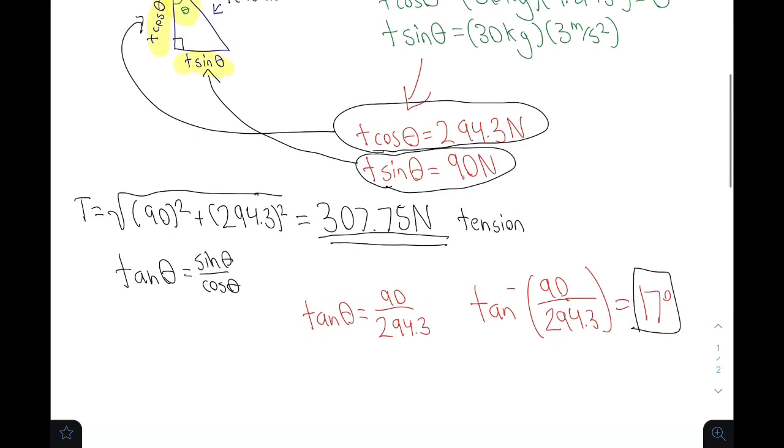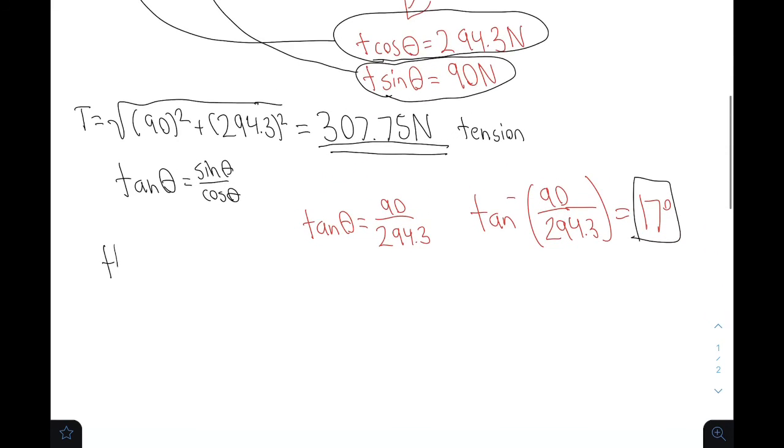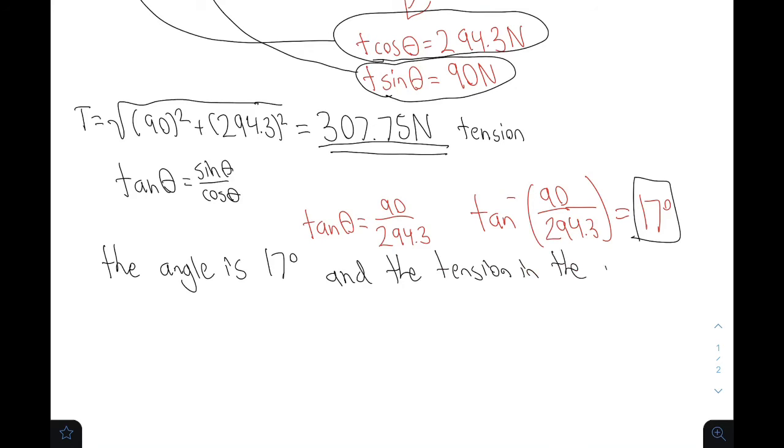So finally, we can see the angle is 17 degrees and the tension in the rope is 307.75 newtons. Thank you.